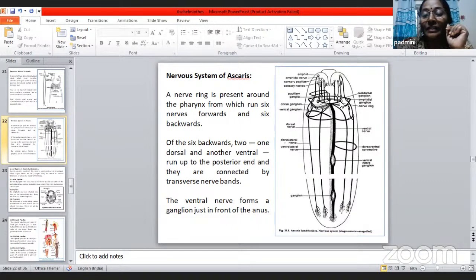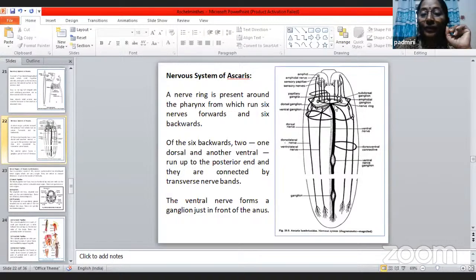So you have these ganglia over here on either side, the ventral ganglia, and then you have a subdorsal ganglia, and a dorsal ganglia, a subdorsal ganglia, and two large ventral ganglia on either side. And this pharyngeal nerve ring gives out six small anterior nerves over there, which is called the amphid. This is an amphid ring. This is a sensory papillae with the sensory nerves. And there's one more sensory nerve here. So two sensory nerves and one amphid nerve over there, made up of six nerves on the anterior region. And on the posterior region, again, you have six over there, the dorsal, the ventral on either side, and also one more dorsal over there. So mostly it is made up of six nerves over there.